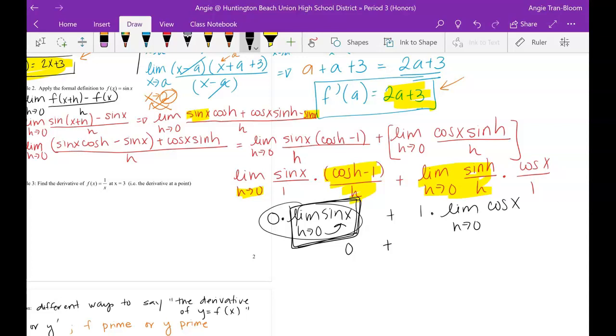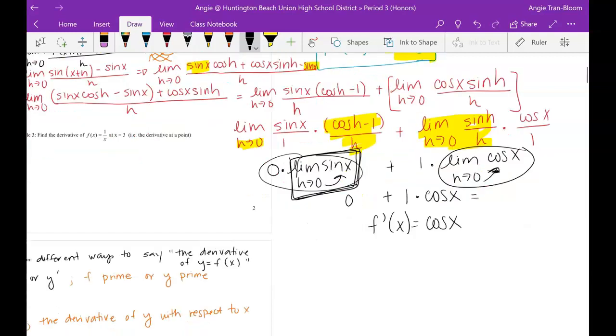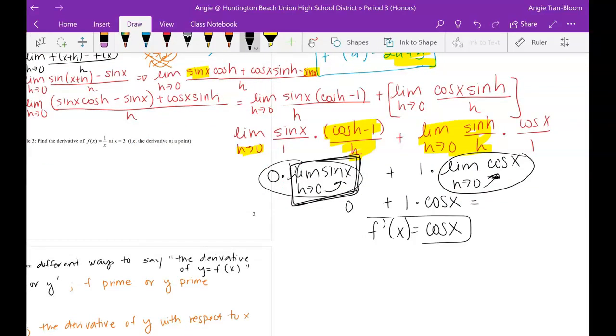Over here, the limit as h approaches 0, h is not even in this equation. So the limit as h approaches 0 of cosine of x is just cosine of x. So that right here is just cosine of x. So the derivative becomes just cosine of x. What do we take from this? The derivative of sine of x is cosine of x. So keep that in mind.